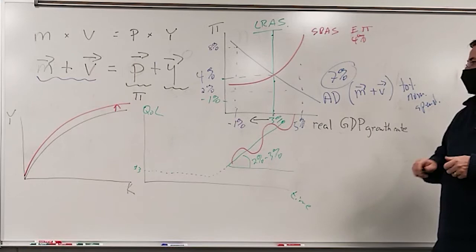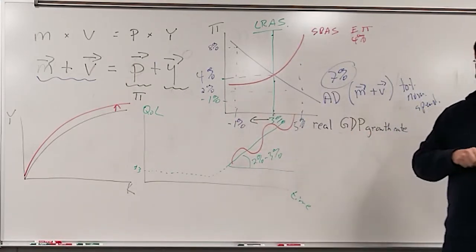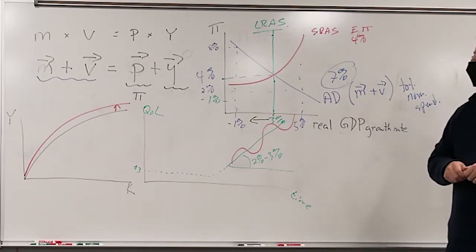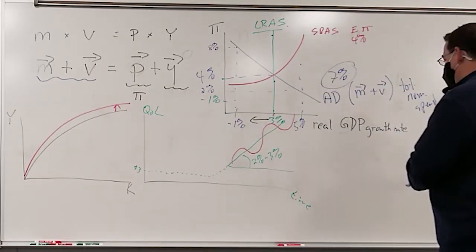Well, why would we not be at home? Why would we, for some reason, not be on our long run aggregate supply curve? There's lots of reasons, and we're going to work through those. Why would we be in a recession?